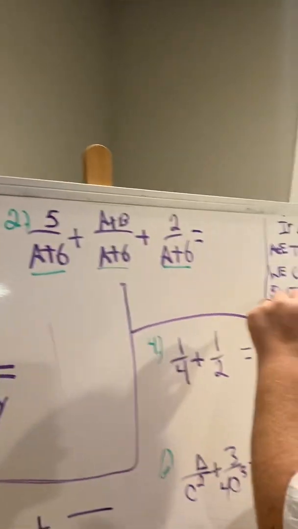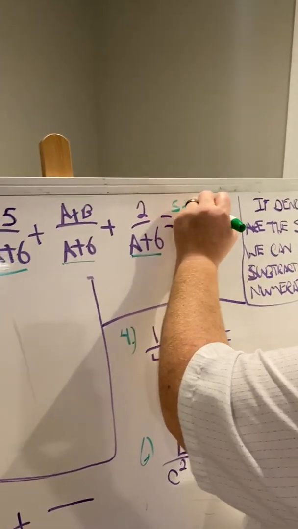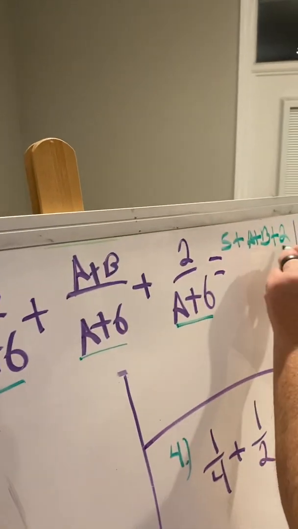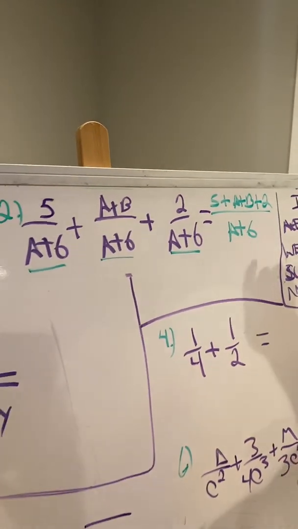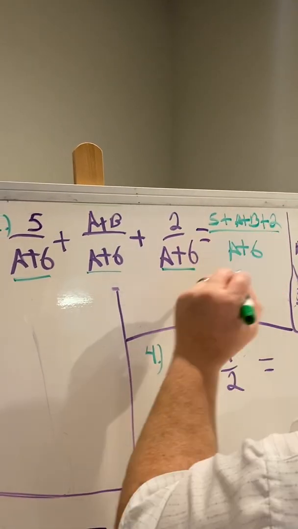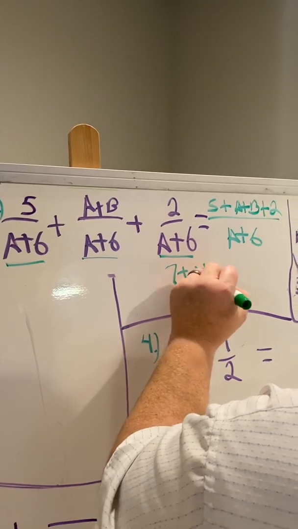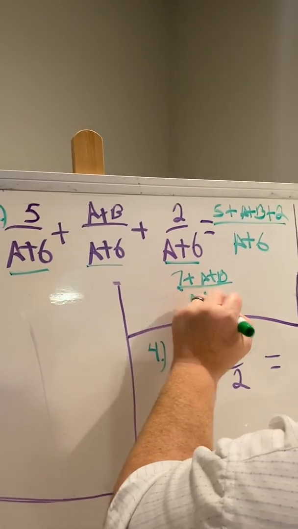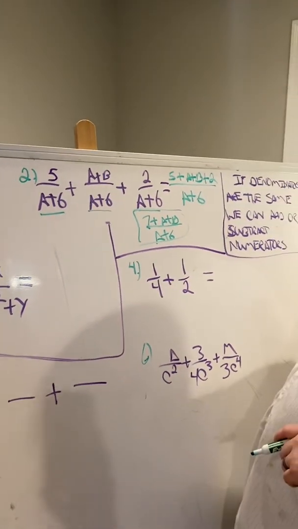So what I end up with is 5 plus a plus b plus 2 over a plus 6. And if you follow your rules, we still have to combine these things. So I end up having 7 plus a plus b over a plus 6. And that is your answer. I hope you followed along that logic there.